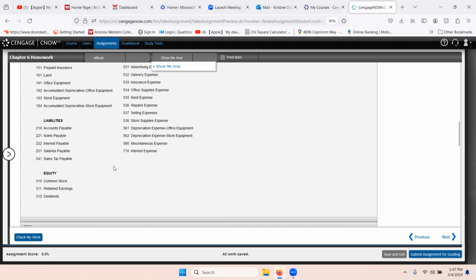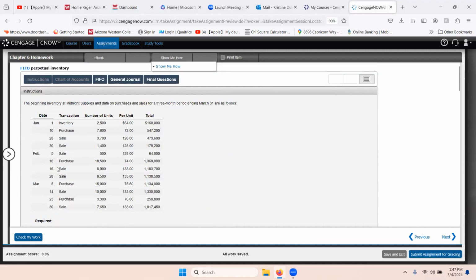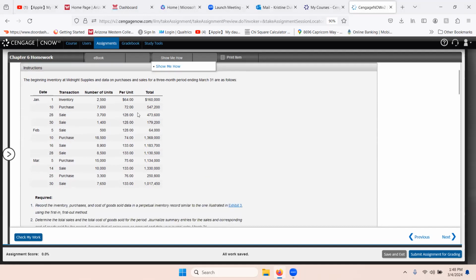So let's come on up here to the next one. The next three are sales. First one is 3,700. Don't worry about this $128. That's how much we sold it for. We don't care right now. It will be important later, but right now we're looking at cost, not sales price.